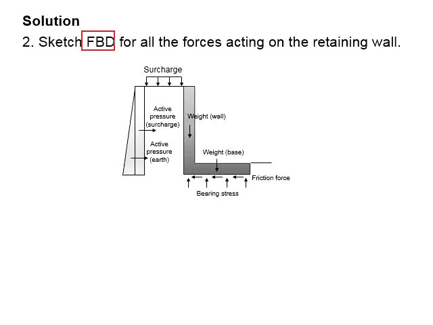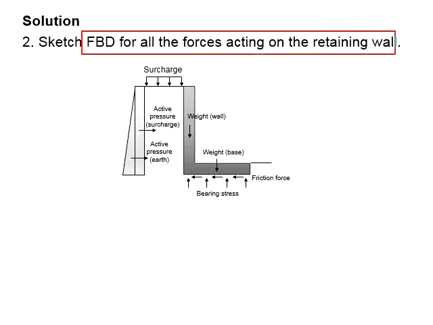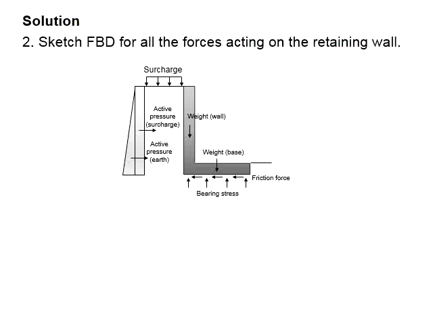Next, you sketch the free body diagram to identify the forces acting on the retaining wall. There will be surcharge acting on the elevated soil. There will be self-weight of the wall, self-weight of the base, frictional force due to the vertical load acting on the retaining wall, and bearing stress as a reaction to the vertical force acting on the wall. There will be active pressure due to the surcharge, which is going to be uniform throughout the depth, and there is going to be active pressure due to the soil, which increases with the depth.